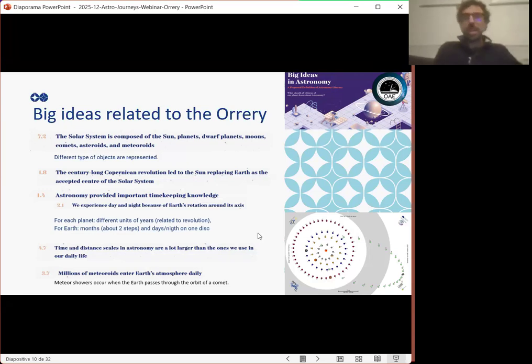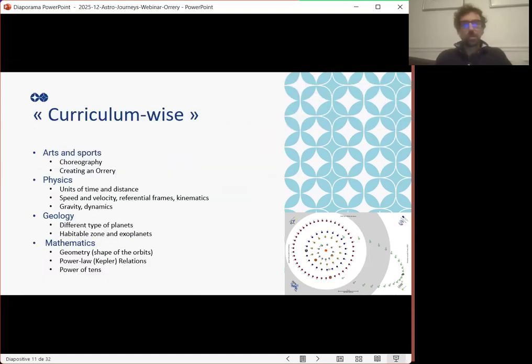Okay, so this is the literacy of astronomy that you can learn or teach through the use of the orrery. But we are more interested here in curriculum-wise, meaning that our goal is not only to teach or to learn astronomy. Our goal is to use the orrery as an astronomical context to learn about a lot of things in the curriculum. So I put here some ideas.